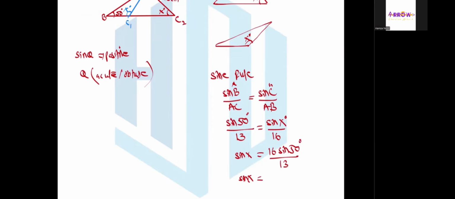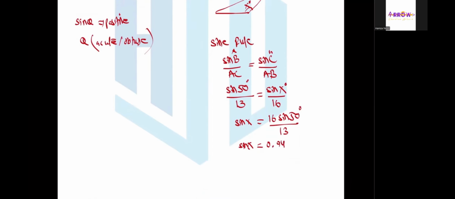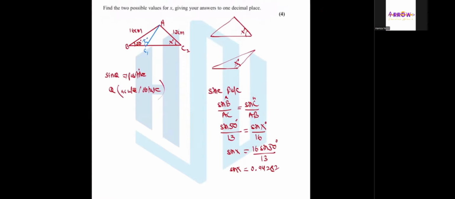So just evaluate this: 16 sine 50 divided by 13. The value is 0.94282. So this means that sine X has a positive value. So angle X can be acute as well as obtuse. So X is equal to sine inverse 0.94282.